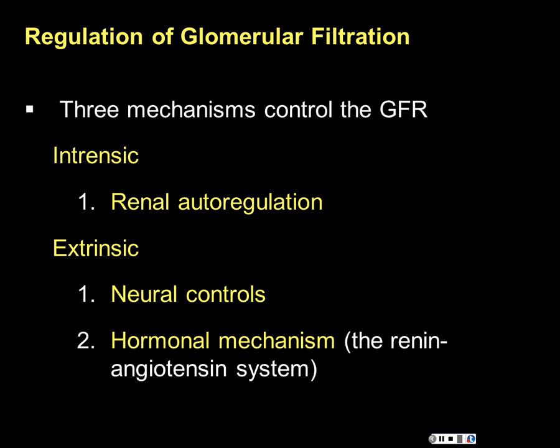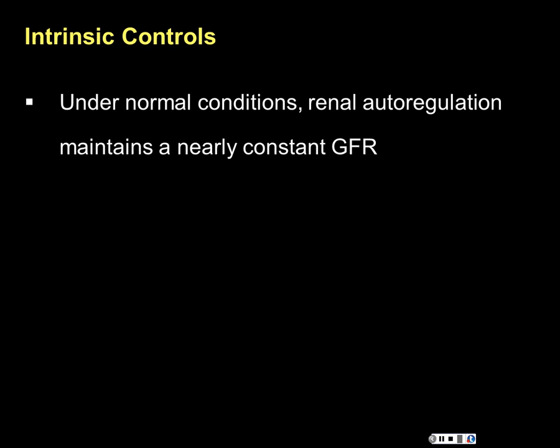Which do you think is the fastest of the 3? Hunch is neural, but there's one even more fast. Autoregulation. Kidney's right there. It can monitor itself. Nervous system's fast. The kidney itself, the mechanisms are right there. The sensors and the control are right there. So it's even more fast than the nervous system. Are we okay to move on?